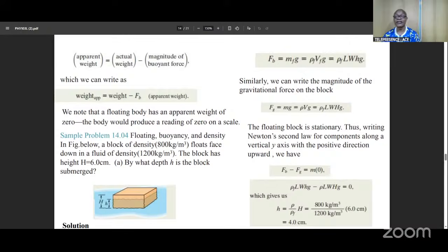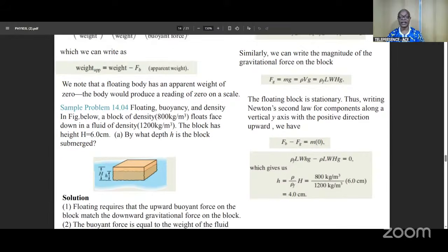So the floating block is stationary, so it's not moving. Normally, the net force should be equal to mass times the acceleration. But since there is no acceleration on that vertical part, and of course it's static anyway, whether vertical or even horizontal component, we can write Newton's second law by just saying the buoyant force and the weight sum essentially to zero. And we can write that as what we have in that next line.